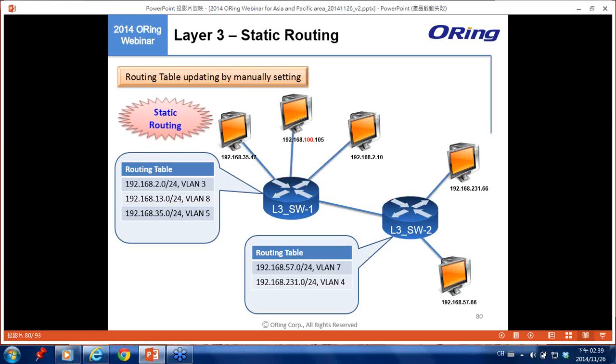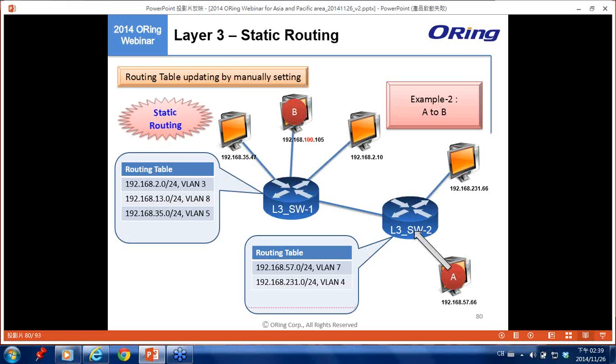Example 2. If the routing information does not exist in the routing table of switch 2, switch 2 will ask all of its neighbors who has the destination information. But no one has that information. So the packet cannot be transmitted from host A to host B.